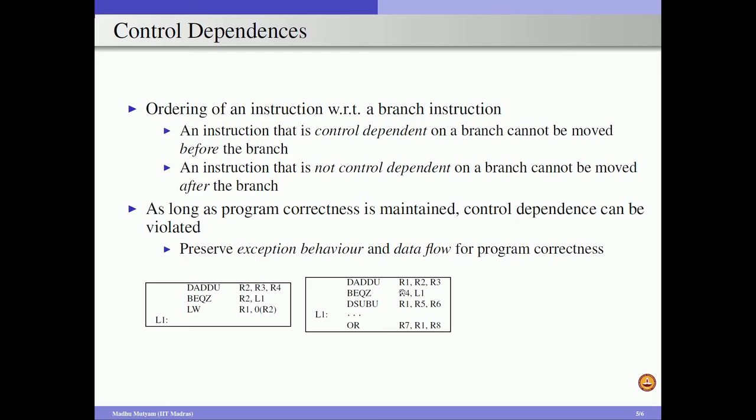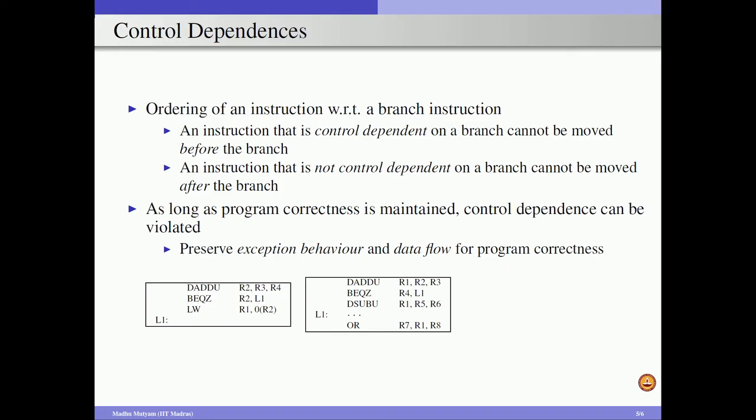If R4 content is equal to 0, then we are going to an instruction which is labeled by L1, and if R4 is not equal to 0, then we are going to execute this subtract operation, which is also going to write a value to R1, and finally there is an OR instruction which requires R1 as one of the source operands to perform this OR operation, and the result will be returned to the register R7.